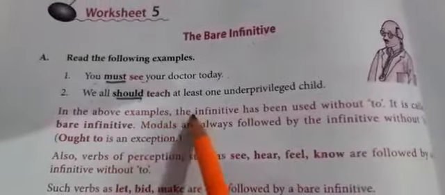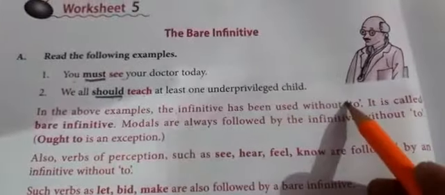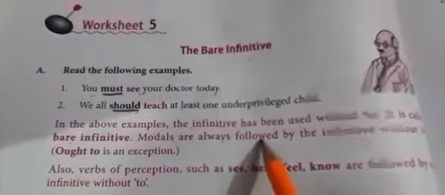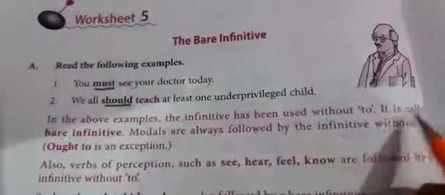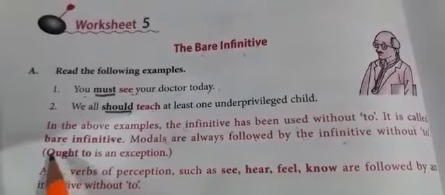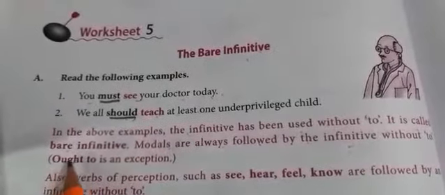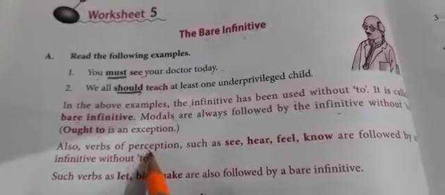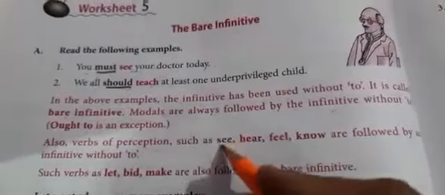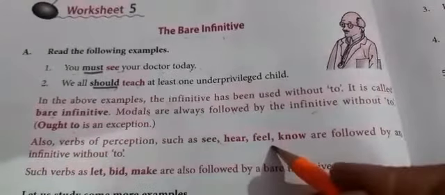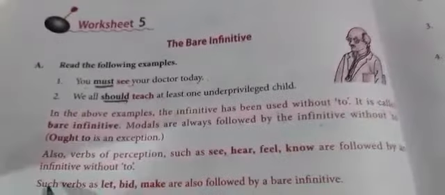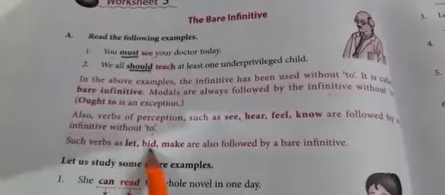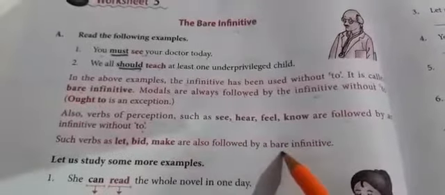In the above examples, the infinitive has been used without to. It is called the bare infinitive. Modals are always followed by the infinitive without to. And when we use ought, then we use to: ought to. Also, verbs of perception such as see, hear, feel, know are followed by an infinitive without to. Verbs such as let, bid, make are also followed by a bare infinitive.